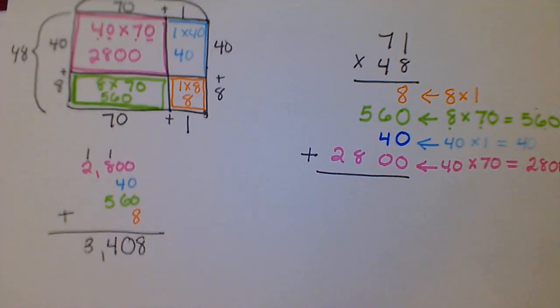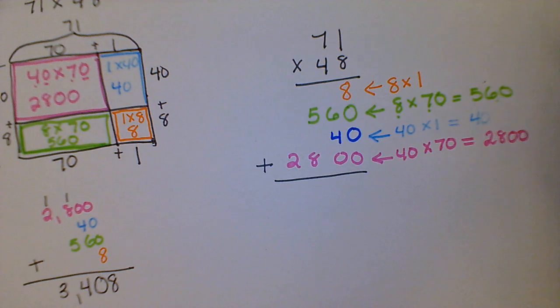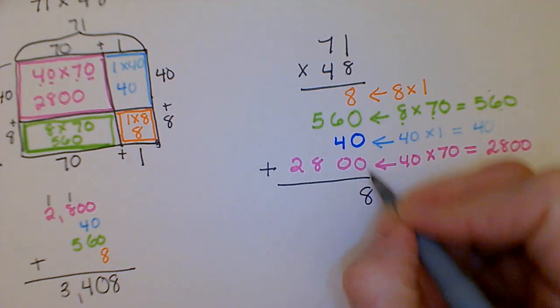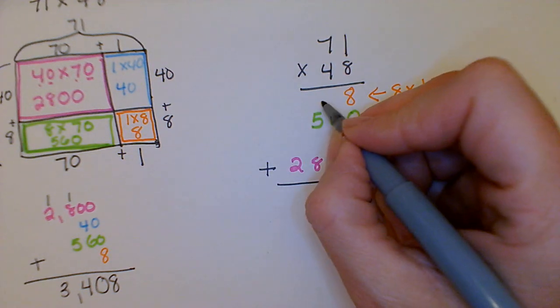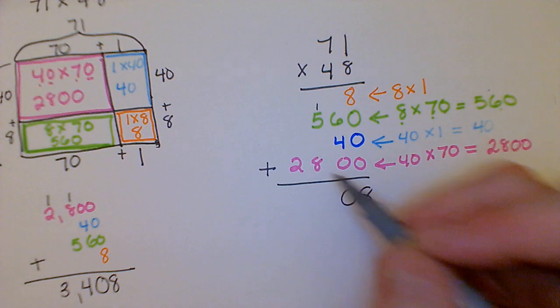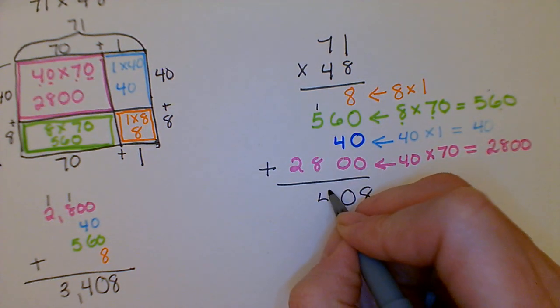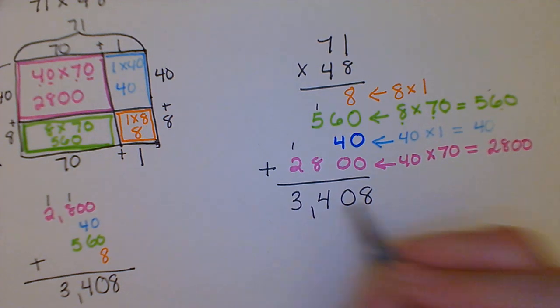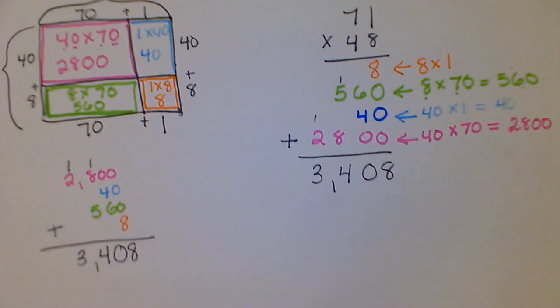Now I just have to go ahead and add. Let me finish this out. 8 plus 0 plus 0 plus 0 is 8. 6 plus 4 is 10. Regroup. 1 plus 5 plus 8 is 14. Regroup. And 1 plus 2 is 3. And we got the same exact answer both times.